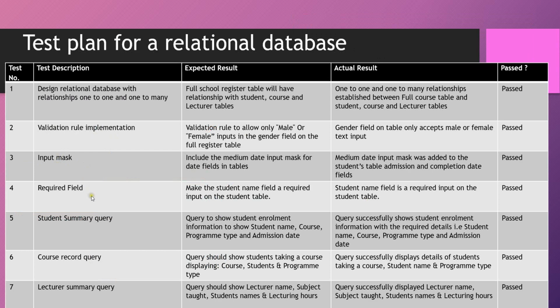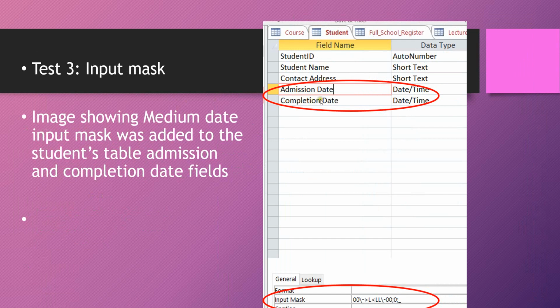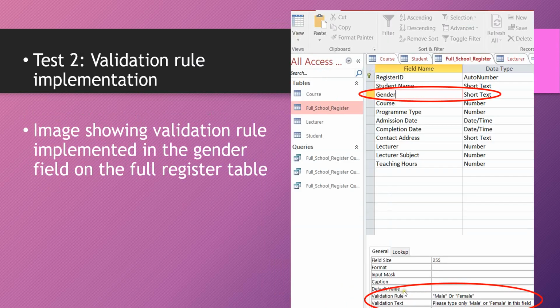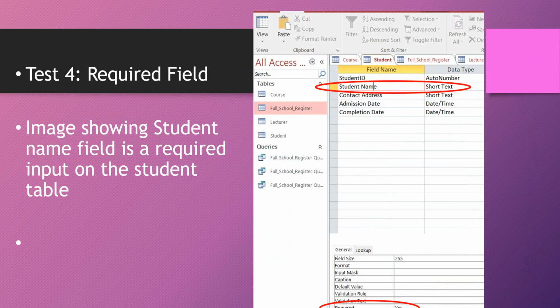The third one is input mask, and this is where we put the input mask for admission date on the student table. Image showing medium date input mask was added to the student table's admission and completion date fields. Number 4 is required field. We said the student name field was a required field, and this is where we put the setting. As you can see, we said it must be required. You notice that for this one it says no, this is not a required field, that's the gender field. But for your student field, it's a required field. That's why you have that there.